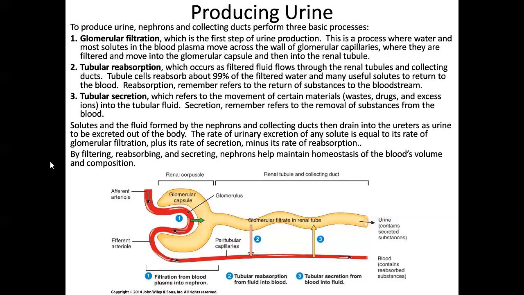And there's only supposed to be one period there, not two. It's not dot, dot, dot, like it's continuing. It's just supposed to be dot. By filtering, reabsorbing, and secreting, our nephrons help maintain homeostasis of our blood's volume and our blood's composition.